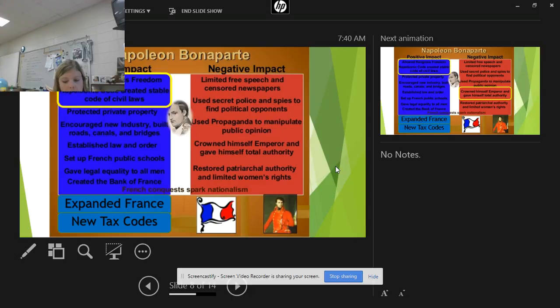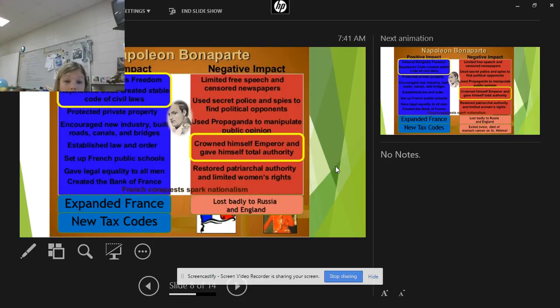Okay? But he also did some bad things. He was kind of a megalomaniac. He was pretty full of himself, kind of too big for his britches, crowned himself emperor, gave himself complete power. So even after a bloody revolution to get rid of unlimited governments, he kind of made himself unlimited. He wasn't very equal, especially with minorities and with women. Used secret police to enforce his policies.